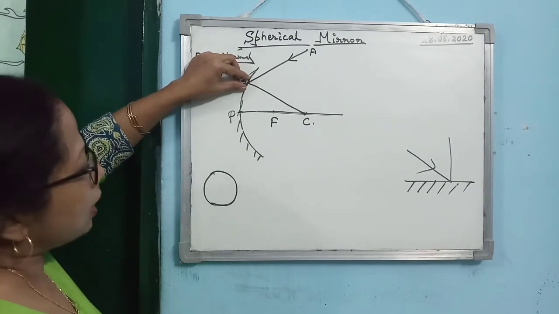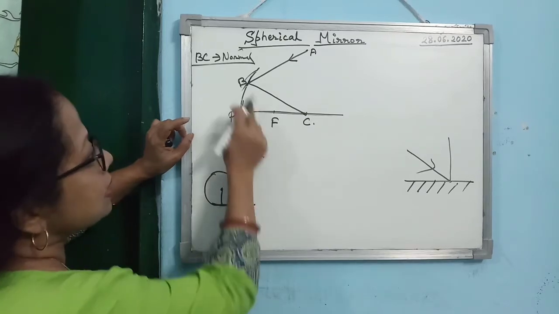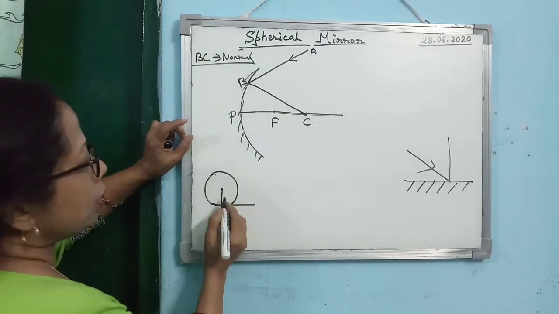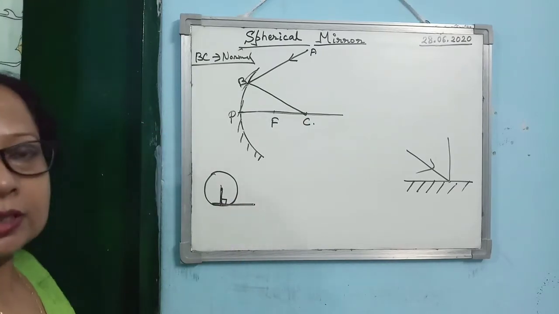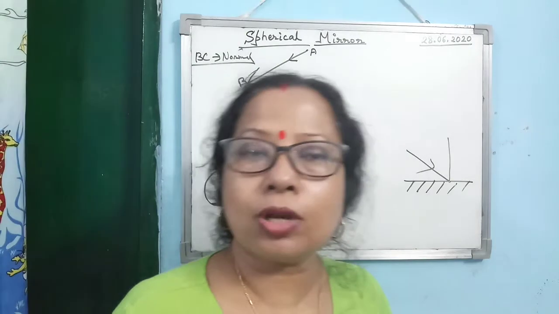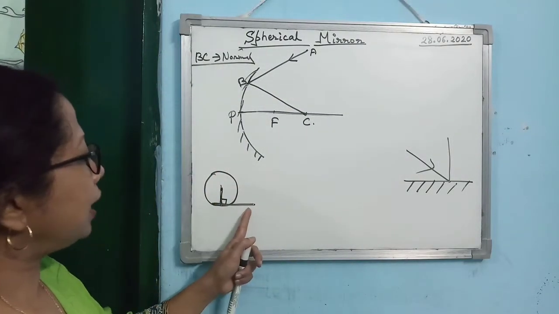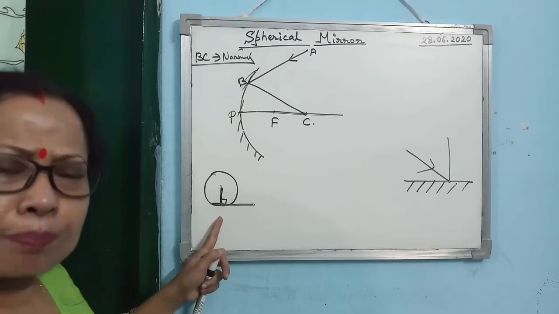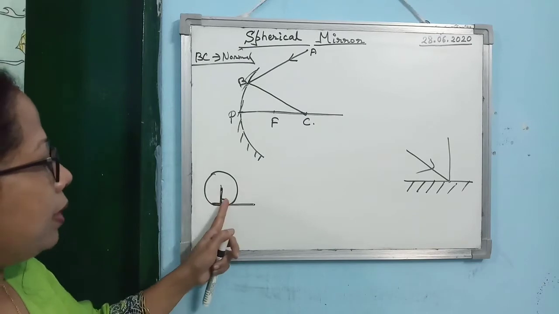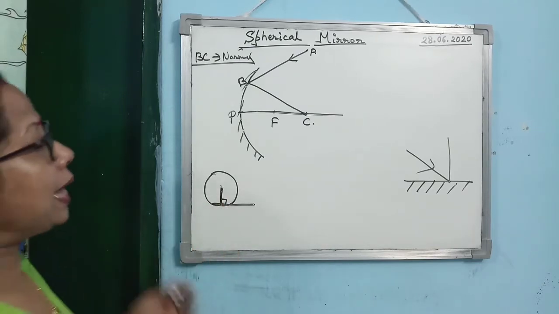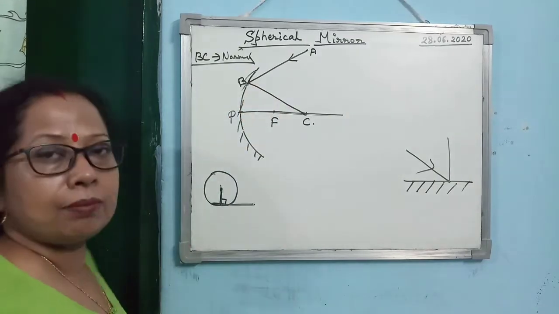Then you see it is looking like a tangent, isn't it? And you know BC is the radius of curvature. So you see tangent and radius, they are perpendicular to each other. Everybody knows, in mathematics we have learnt it in a circle: for a circle, always the tangent and the radius passing through the point of the tangent are perpendicular to each other. So from that concept it is coming how to draw the normal for a spherical mirror.